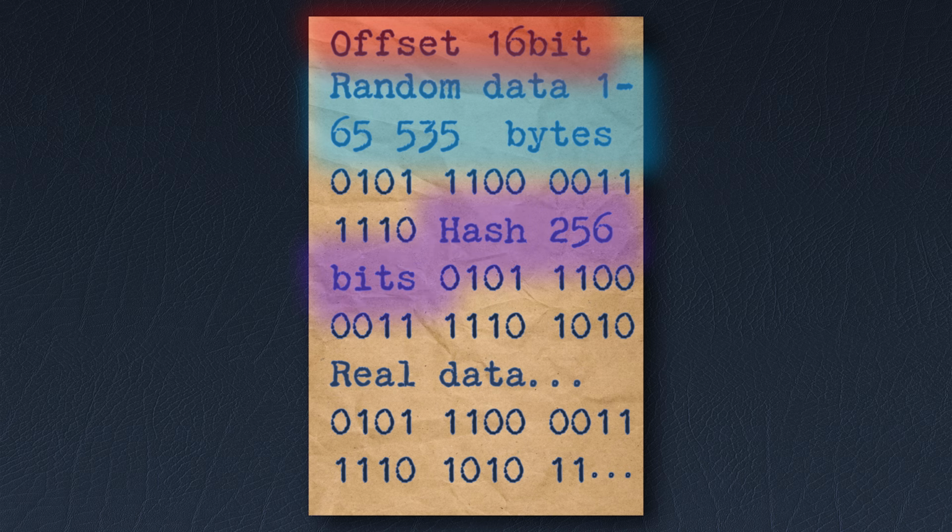Then we have a 256-bit hash value, which will be our hashed password or hashed encryption key. That's so we have the ability to check if we have supplied the correct password or not. And then after that, all the contents of the file. And all of this will also be encrypted using the same key as is hidden in the SHA hash.